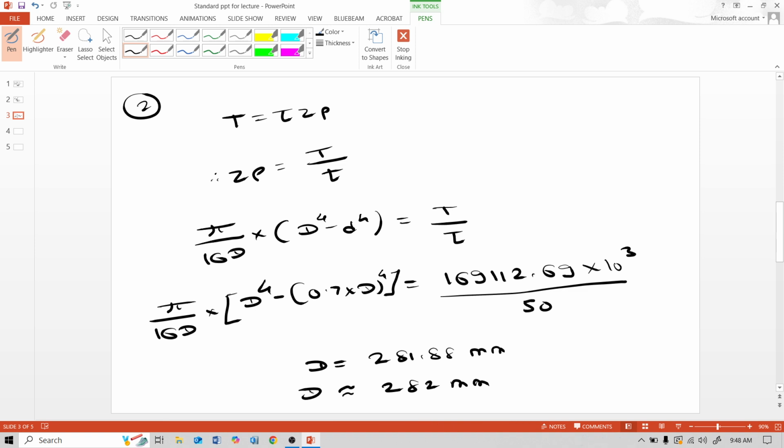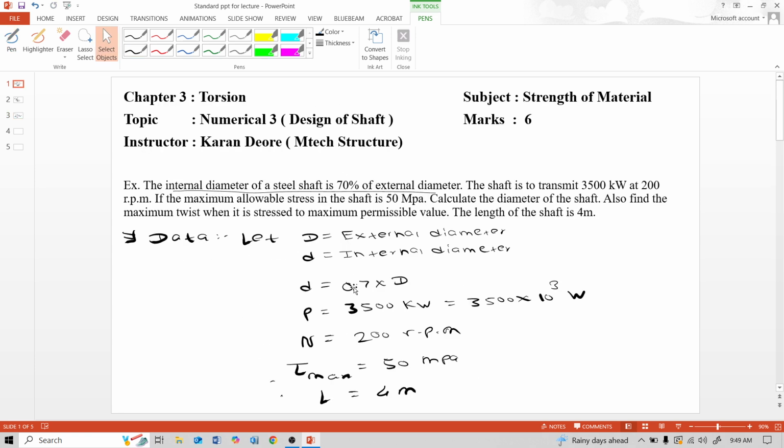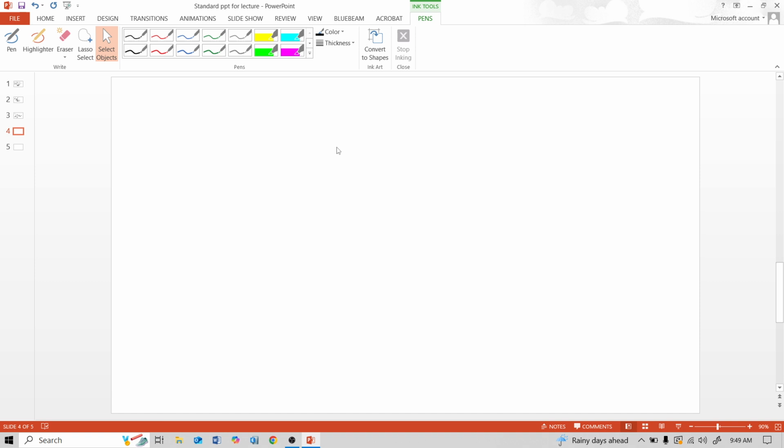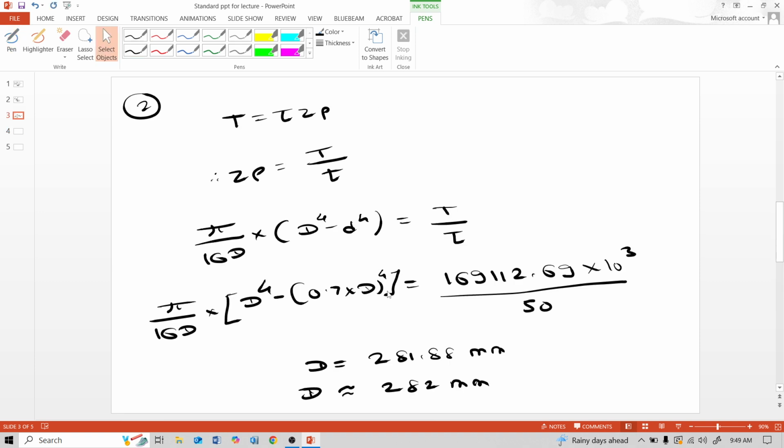And by using this external diameter, we will find this internal diameter, 0.7 into D. So small d is equal to 0.7 into capital D, 0.7 into, and capital D is 282 mm.